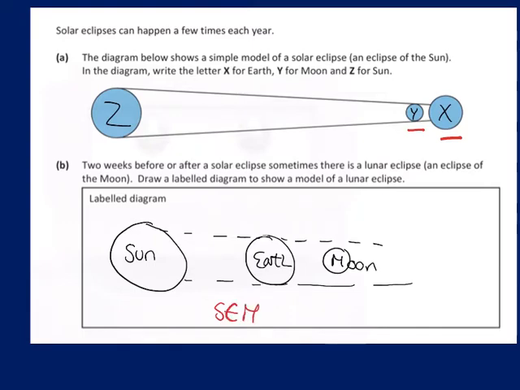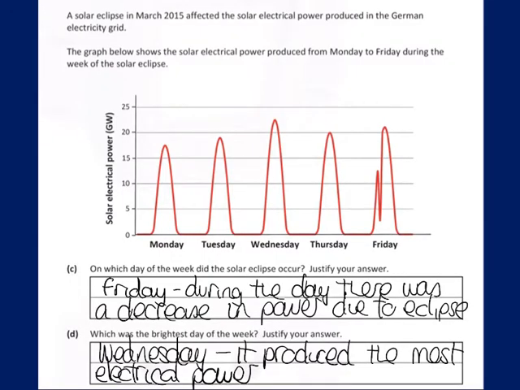And in our last question, it's showing you a grid of electricity production from solar energy, asking us which day of the week the solar eclipse occurred and to justify your answer. So the solar eclipse occurred on the Friday, and the reason is because there's a decrease in power during the eclipse because there's no light. Which is the brightest day of the week? So then you're looking for the tallest peak, and the tallest peak is on Wednesday, and to justify your answer, it produced the most electrical power.